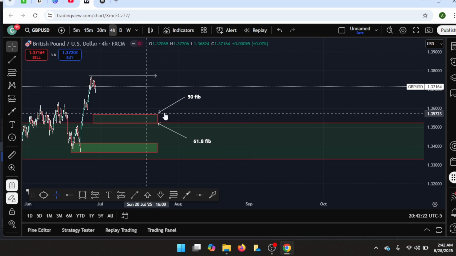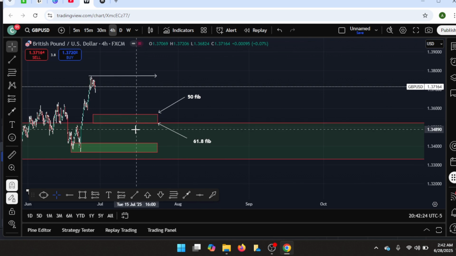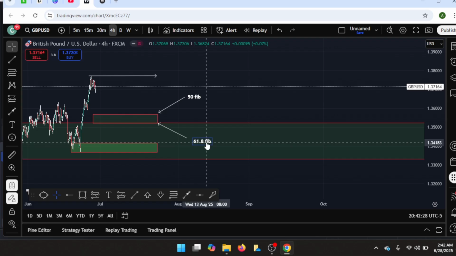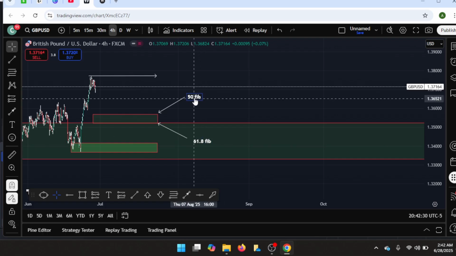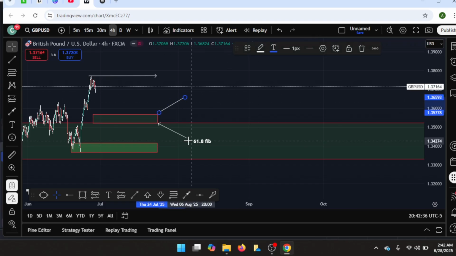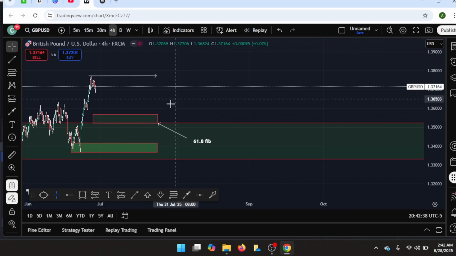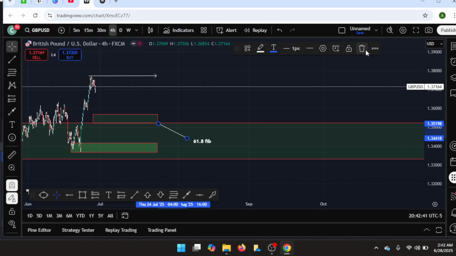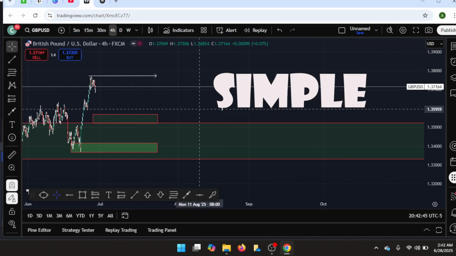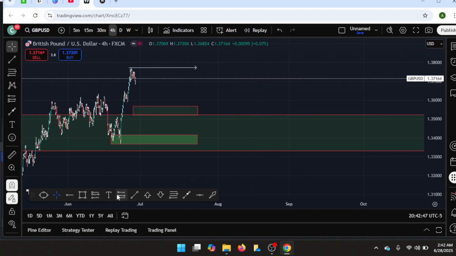The upper side of it is my 50 fib. The lower part of it is my 61.8 fib. Recently, I don't do this on my chart, so it's just to pass a message to you. I have to remove it. Remember, one of the rules: make it clean and simple. So I've gotten that.